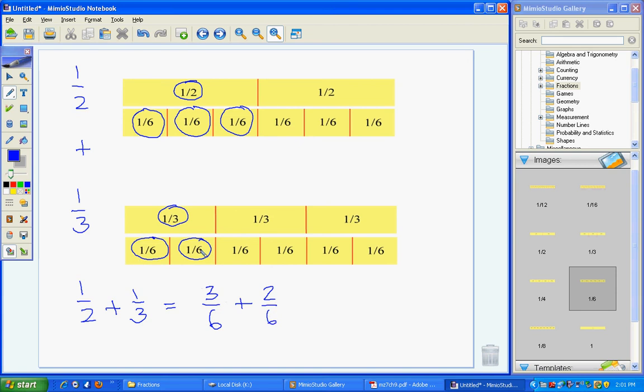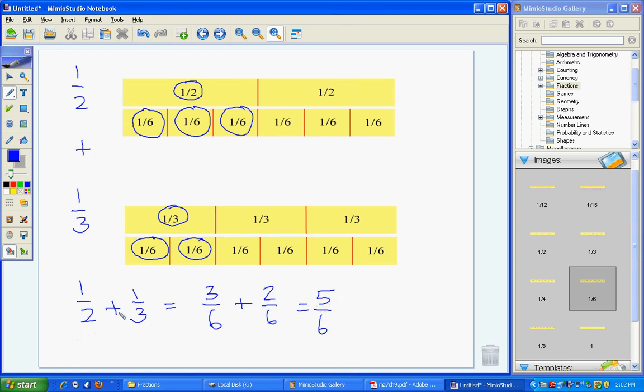Notice they take up the same amount of space. 1/3 takes up the same amount of space as 2/6. 1/2 takes up the same amount of space as 3/6. So now we're back to the situation where we can add the same type of fraction. Remember, we have to have the same type of fraction, same denominator in the bottom there. So when we do that, we add up our 3/6 and 2/6. 3 plus 2 gives us 5/6 as our answer. So 1/2 plus 1/3 is actually taking up the same amount of space as 5/6.